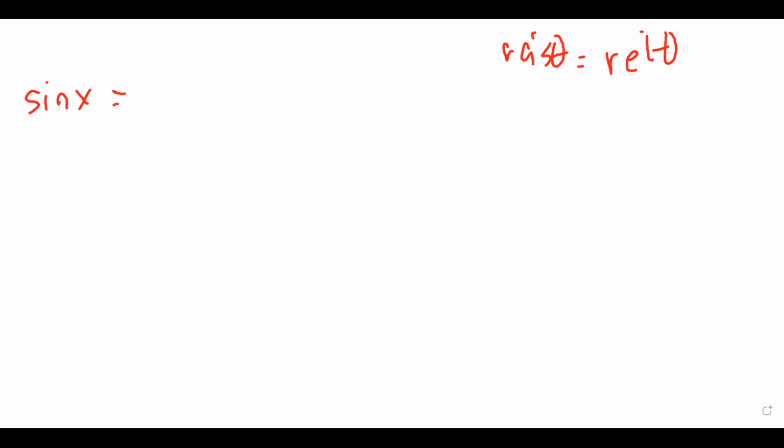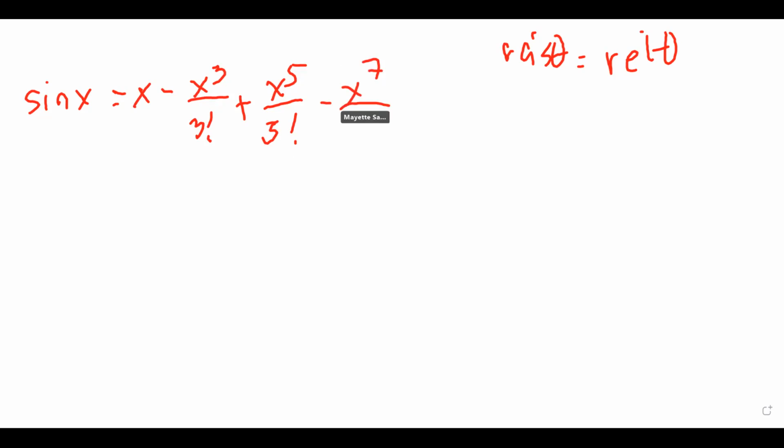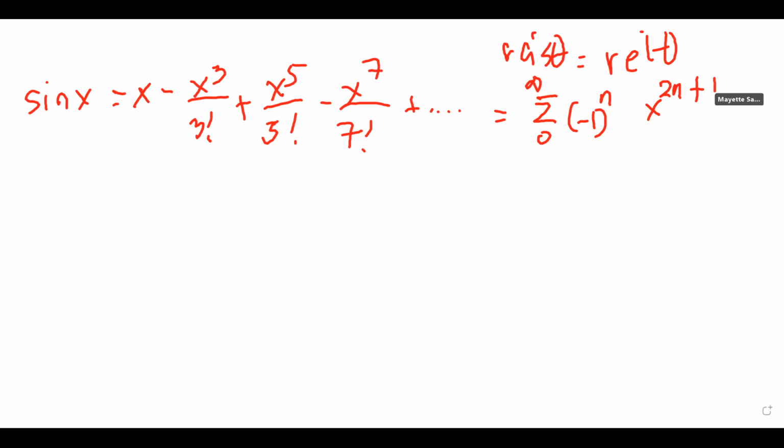So sine x here is equal to x minus x cubed over 3 factorial plus x to the power of 5 over 5 factorial minus x to the power of 7 over 7 factorial. Okay, so if we are going to extend this one, the shortened version of sine x based on the Taylor or Maclaurin series is the summation from 0 to infinity of (-1) to the power of n, times x to the 2n plus 1 over (2n plus 1) factorial.